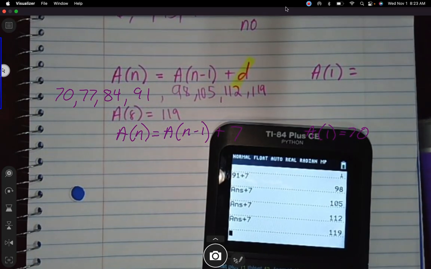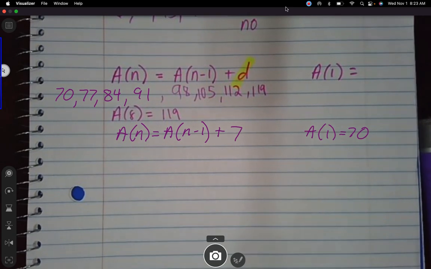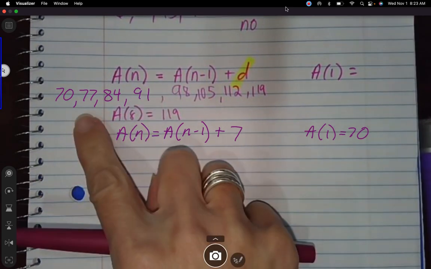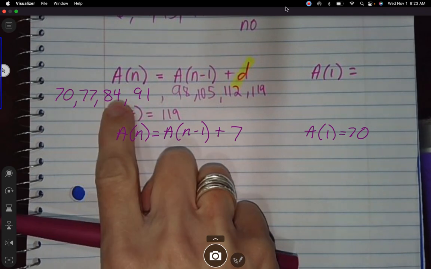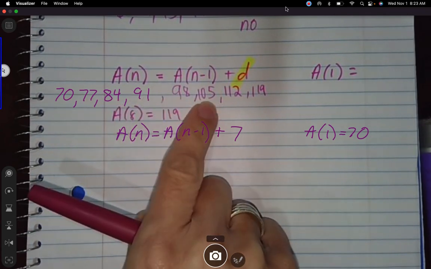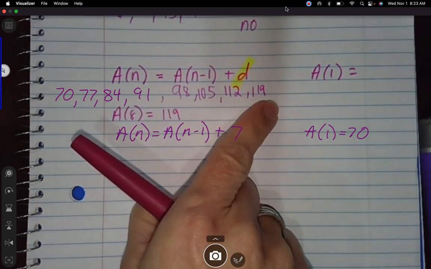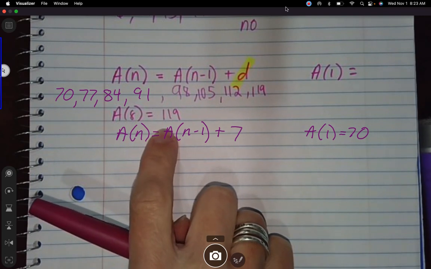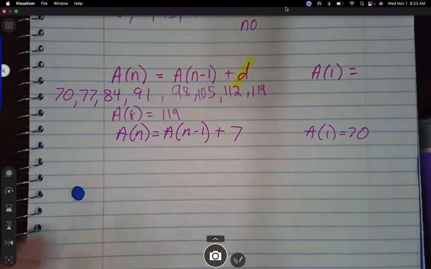Let's do another one. Okay. You get the hang of it. So if I found the 8th term, that's the 1st, 2nd, 3rd, 4th, 5th, 6th, 7th. That is the 8th term. So I just added 7 until I got there. So again, let me erase what's on the board. Another one.